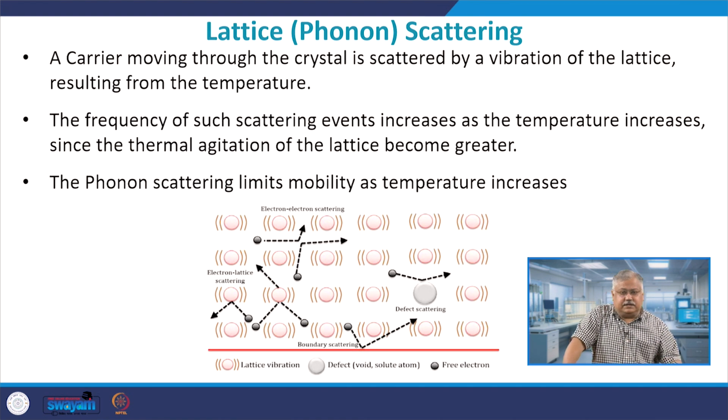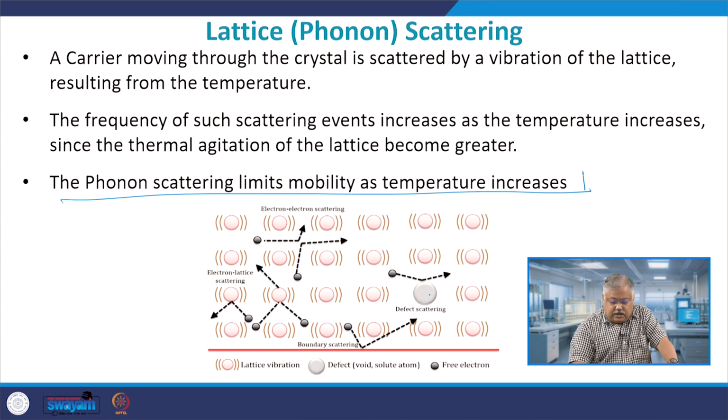Let's come first to lattice scattering. As I discussed with you, a carrier moving through a crystal is scattered by a vibration of the lattice resulting from the temperature, and as the temperature increases, the frequency of collision becomes larger, mobility goes down, right. And therefore, the phonon scattering limits mobility as the temperature increases.